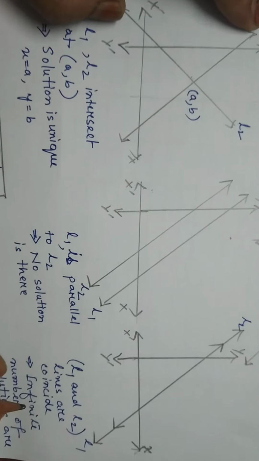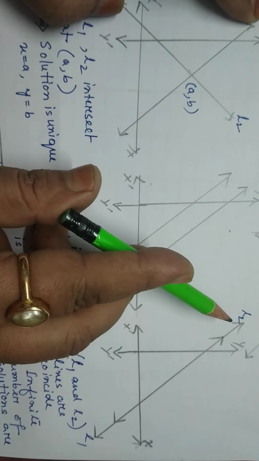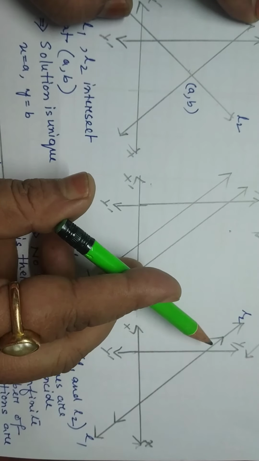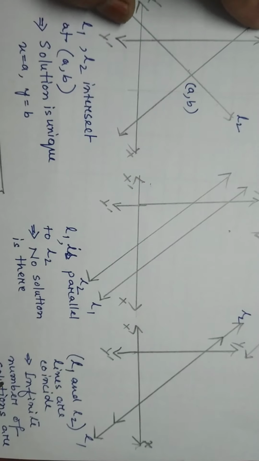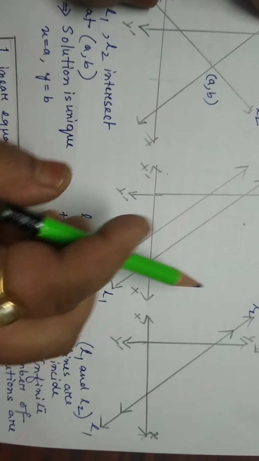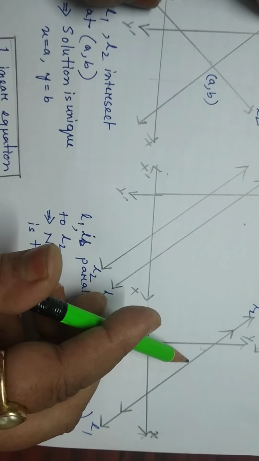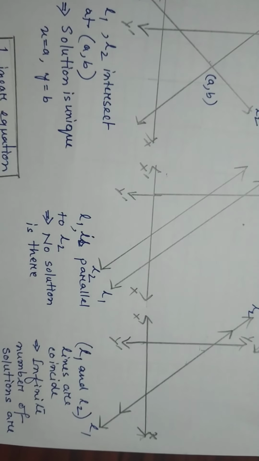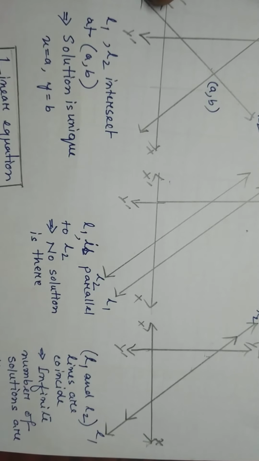And if lines are coincident, meaning overlapping each other, then each and every point of L1 will be a point of L2. That means if lines coincide, then an infinite number of solutions are there. Understand? Suppose this one point is on L1, this one is on L2 also, and this one is on L1, this one is on L2 also. Like this, from the graph we can find the solution of the equations.